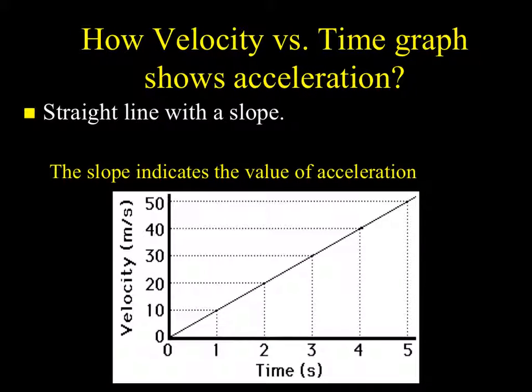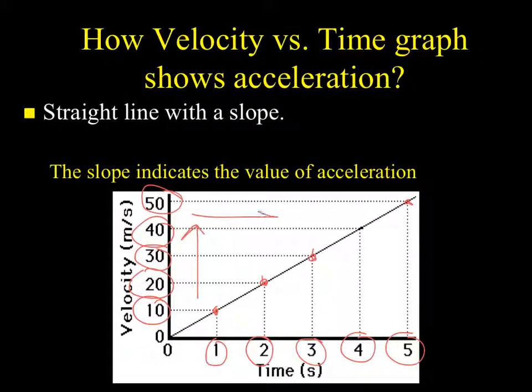Now, if you were to graph velocity versus time and you were accelerating, we know after every second your velocity is going to increase by a little bit. And that's why after every second it went from 10 meters per second to 20 meters per second to 30 meters per second to 40 meters per second to 50 meters per second. This is a nice constant acceleration. That's what happens when you accelerate. Your velocity increases as your time increases.